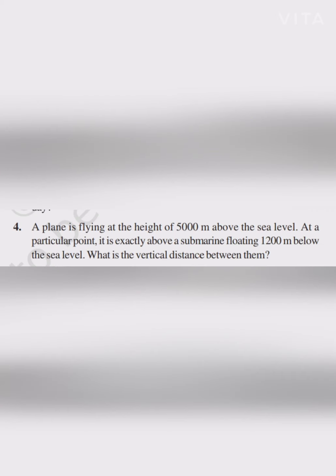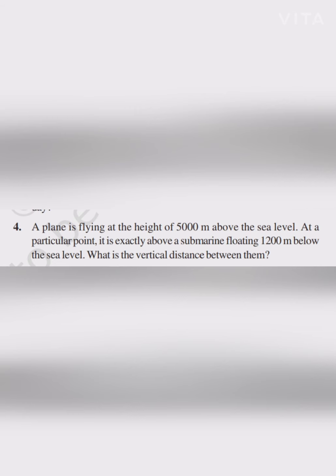So our fourth question is, a plane is flying at the height of 5,000 meters above the sea level. At a particular point, it is exactly above a submarine floating 1200 meters below the sea level. What is the vertical distance between them? The diagram is also shown here. By the diagram you can understand.